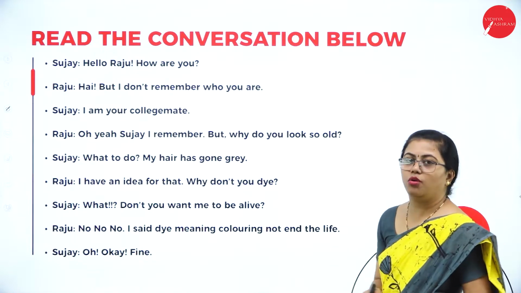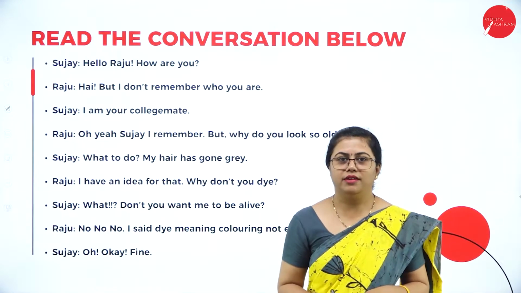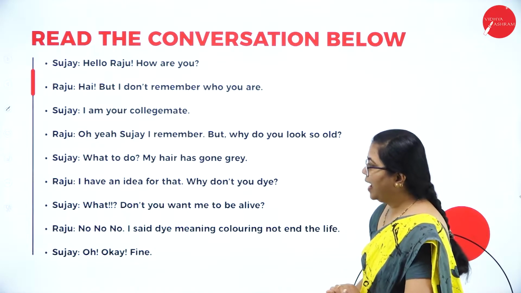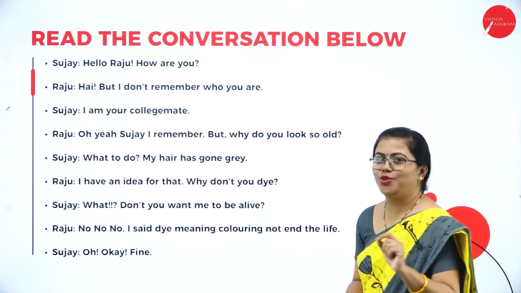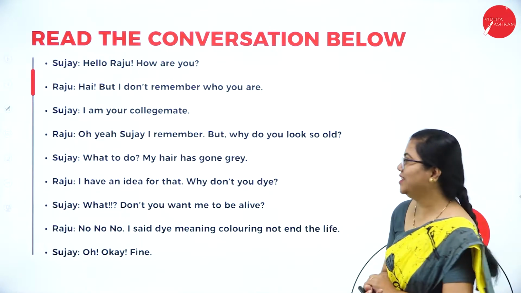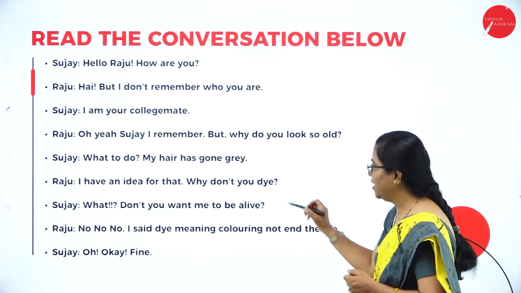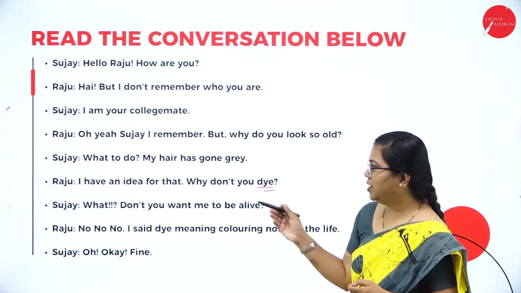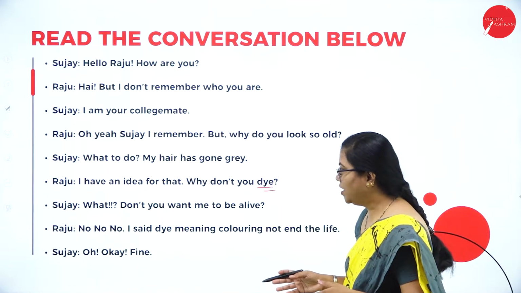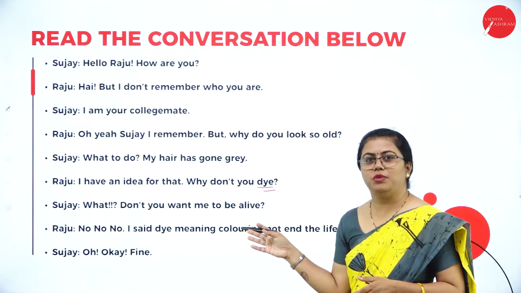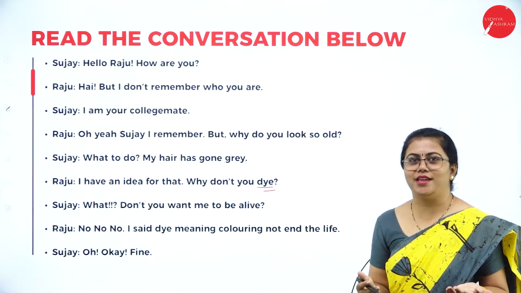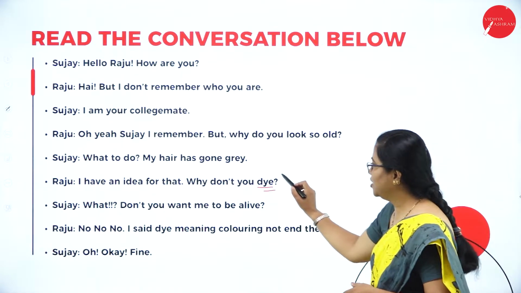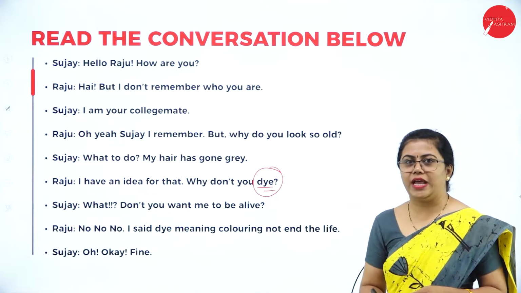So now he is looking old. His hair has gone grey. The hair has gone grey, so that's why he is looking older. I have an idea for that. So Raju has an idea for that. Let us see how funny this is. Why don't you die? So he is asking him to die. What die? How does Sujay get confused? What? Don't you want me to be alive? So he is surprised. He doesn't want him to be alive. What kind of a friend he is? Because he doesn't know the spelling and meaning of die.